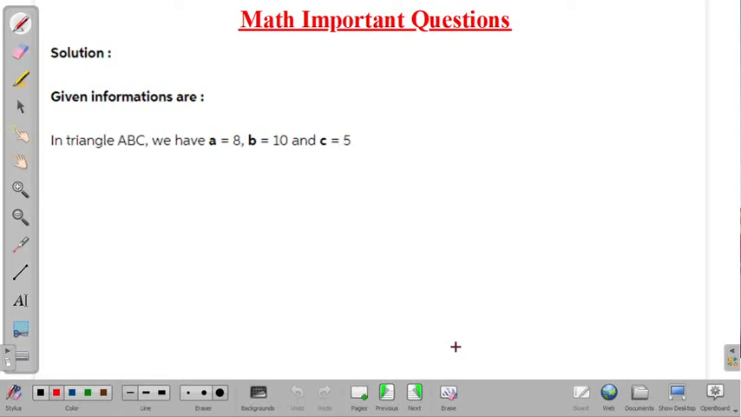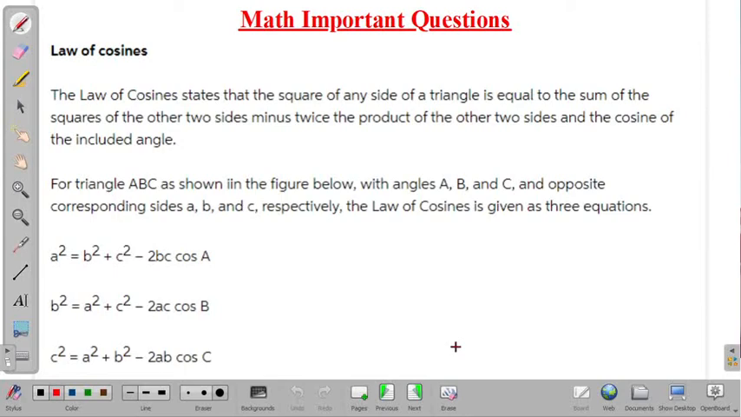So how can we find the angles? We know the law of cosines. It states that the square of any side of a triangle is equal to the sum of the squares of the other two sides minus twice the product of the other two sides and the cosine of the included angle. You can see it here.